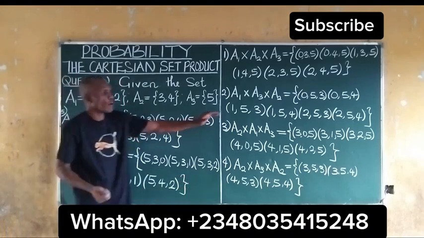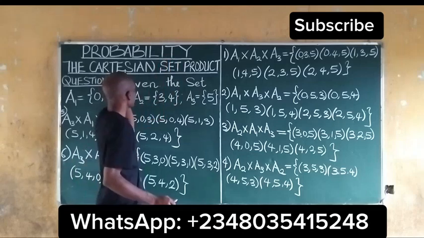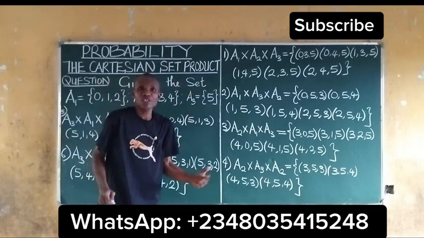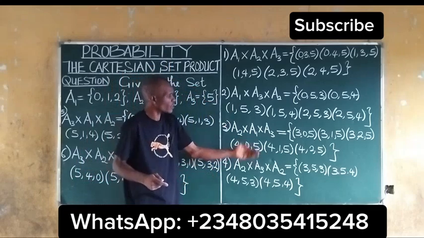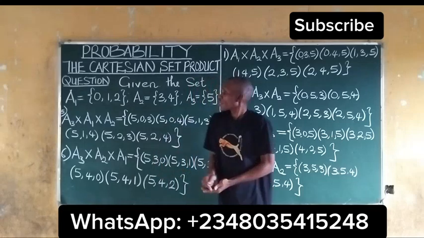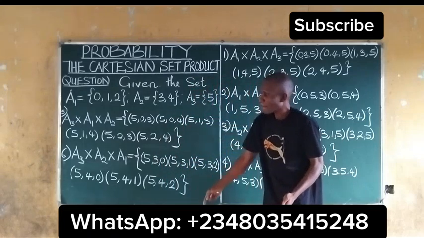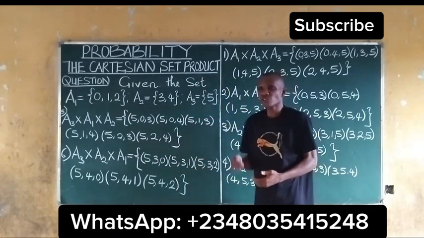So this is how we can compute the Cartesian set product for any given values. It is quite simple.